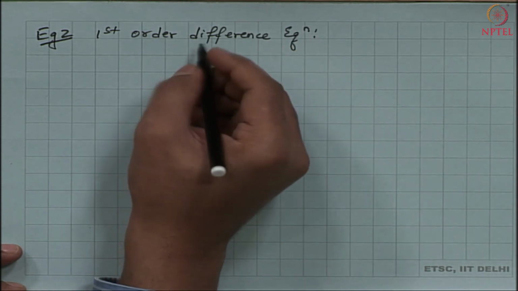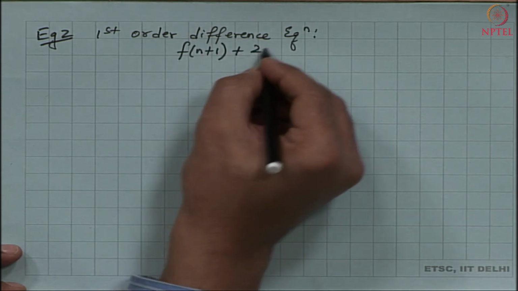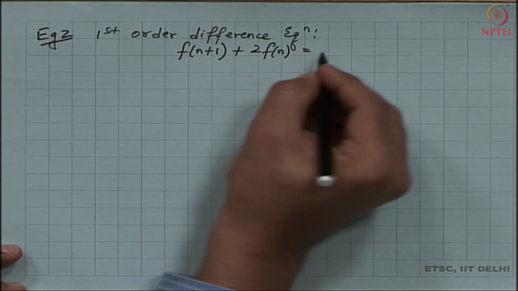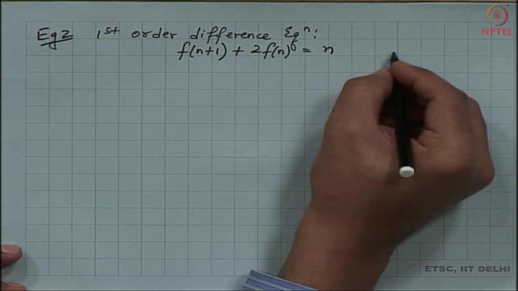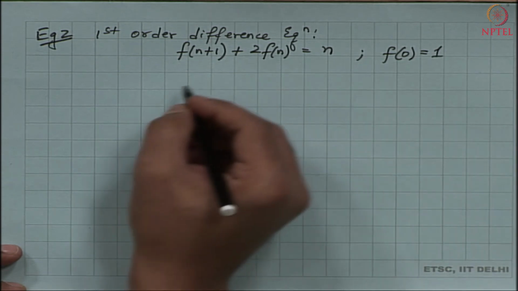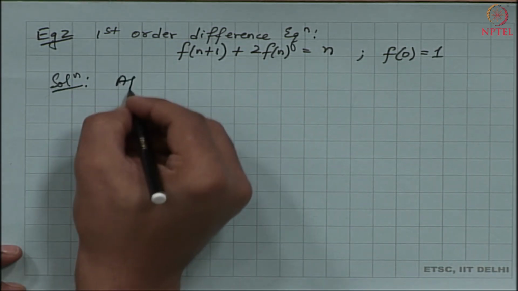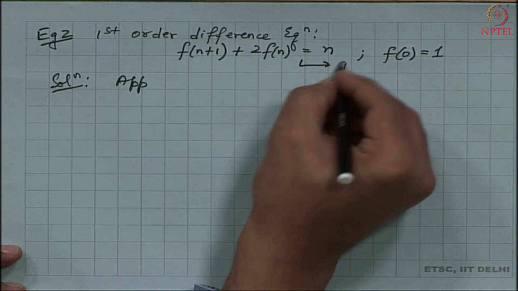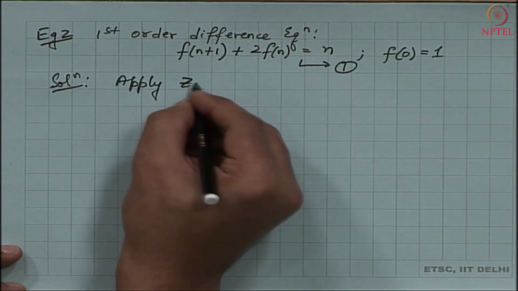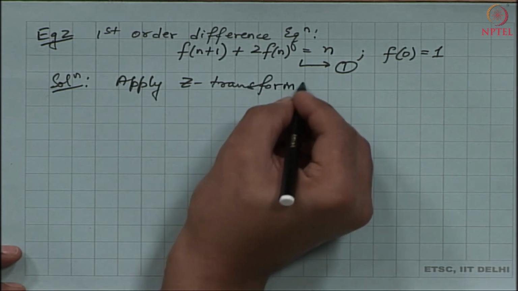The question says that I have to solve the following expression, f of n plus 1 plus 2 times f of n is equal to n, and I am given that f of 0 is 1. Now let us apply the Z transform.